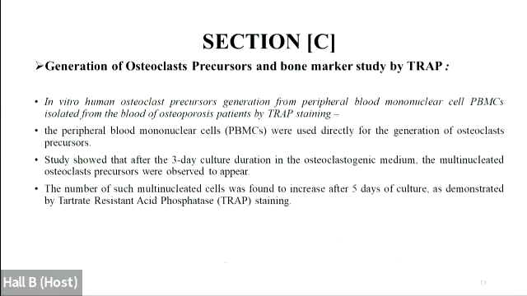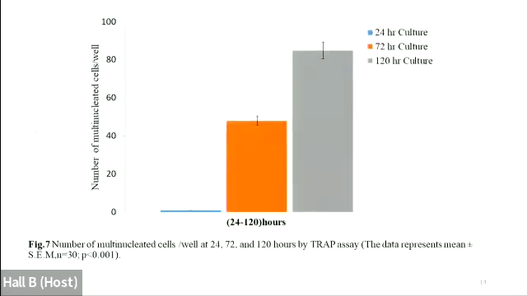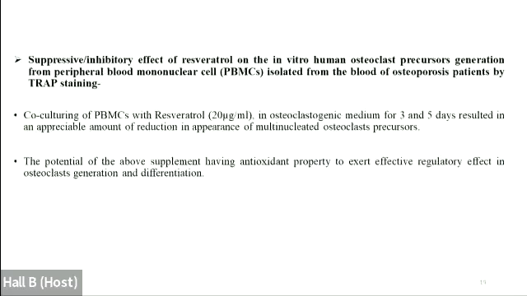The third part of my study basically aimed at producing osteoclast precursors directly from the PBMC. Here, the studies have shown that after the 3-day culture duration in osteoclastogenic medium, the multinucleated osteoclast precursors were observed to appear, and the number of such multinucleated cells reaches its maximum after 5 days of culture, which was assessed by TRAP staining. This is basically a graph representing the 24-hour culture, 72, and then highest at 120.